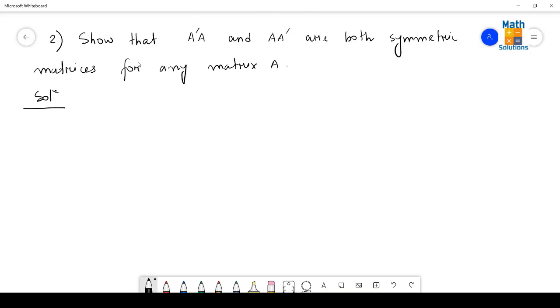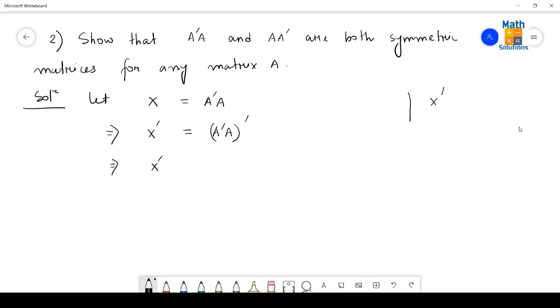Let us check whether both are symmetric or not. So in this case, let capital X be equal to A dash A. This is the first matrix I am taking. To examine the symmetric properties of this matrix, I have to find the transpose of the matrix capital X. For that, on both sides, I am finding the transpose: A dash A on the right hand side, whole transpose.